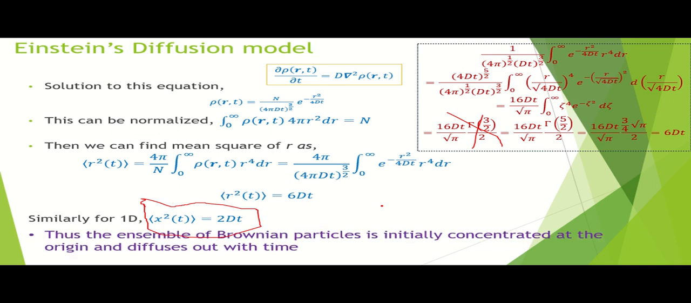Okay, so Einstein's model gives us that the average value of x square will be proportional to time. And this is useful because we are going to do one more model that's called Langevin's model, and it is more flexible and better model than this, and which also proves this, which also tells us that the average value of position square, that is a spread, will be proportional to time.